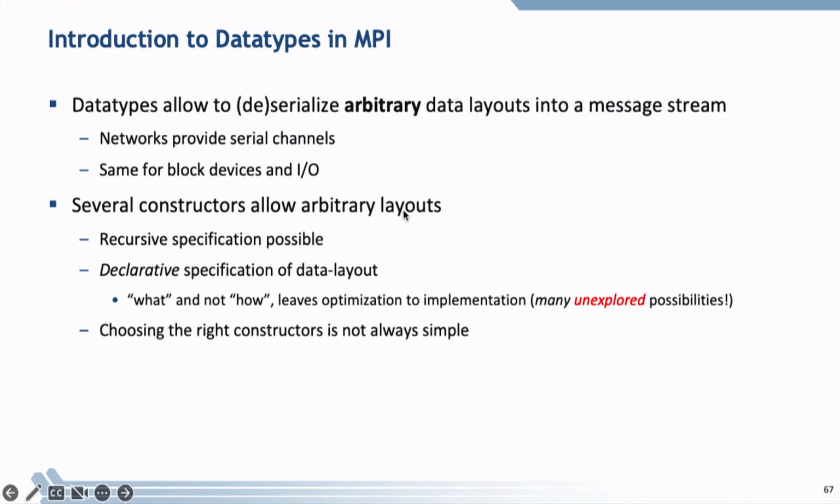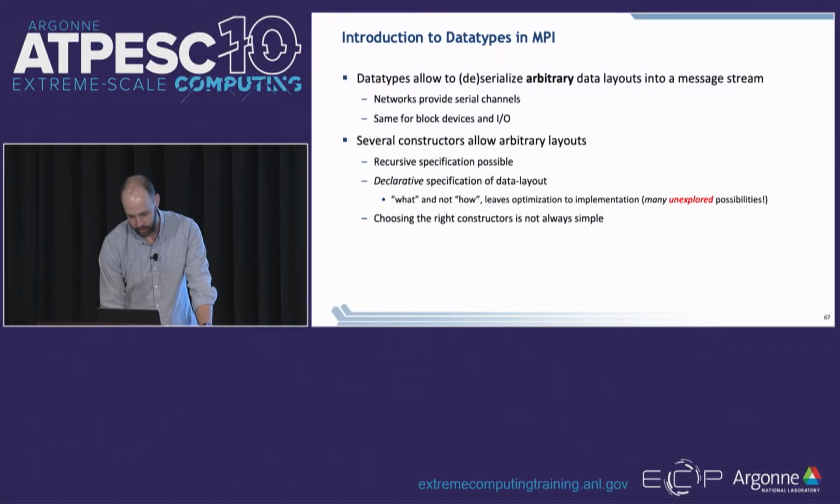MPI provides several constructors to allow arbitrary data layouts. In our example so far, we were giving a predefined data type, MPI double, which translates to a C data type I'll show on the next slide. But MPI also defines these constructors to do arbitrary data layouts. You can use them recursively to make very complex data types that MPI can handle, no problem. Again, this is a declarative specification, so it's what your data is, not how. So there are a lot of implementation optimization opportunities. A lot of it isn't really explored yet, but hopefully it will improve in the future. And choosing the right constructor is not always the simplest thing.